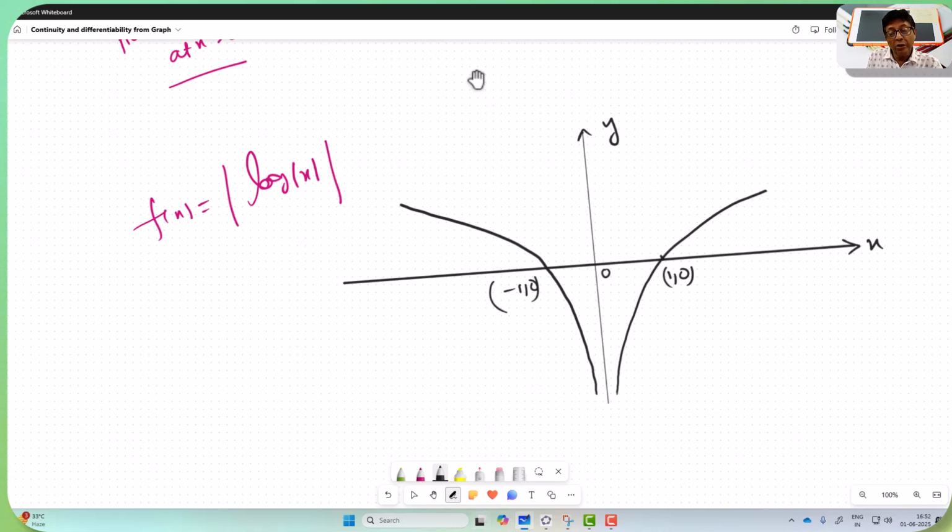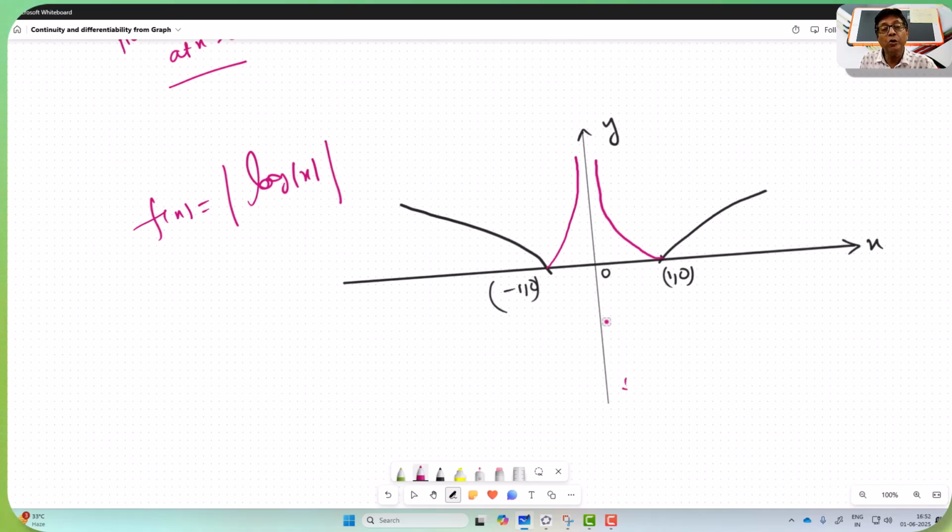Now for mod of log of mod x, this is a graph of what? This is a graph of log of mod x, just as we did in the previous example. If you want to plot the graph of mod of log of mod x, you take the mirror image of this part about the x axis. The graph is going to be like this, and this part won't be there, you have to remove this part. Similarly, you take the mirror image of this part about the y axis and then delete this portion. Then you got the graph of y equal to mod of log of mod x.